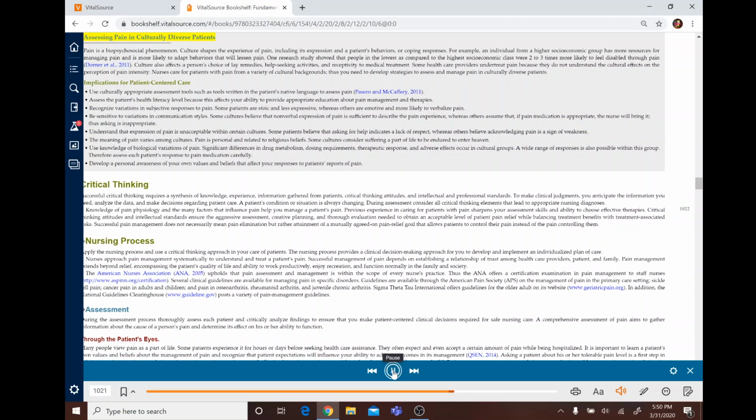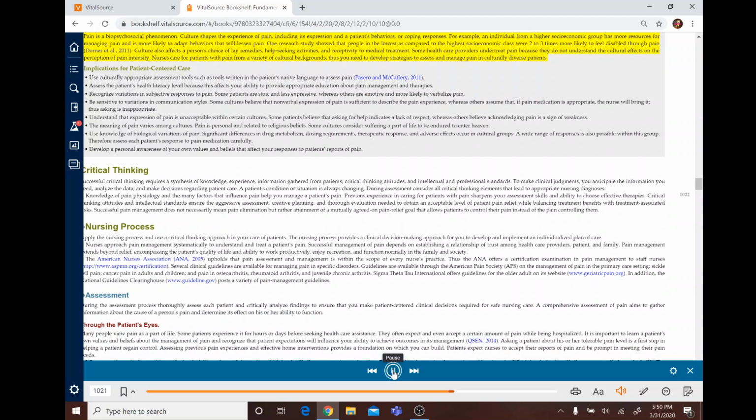Box 44-4. Cultural aspects of care. Assessing pain in culturally diverse patients. Pain is a biopsychosocial phenomenon. Culture shapes the experience of pain, including its expression and a patient's behaviors, or coping responses. For example, an individual from a higher socioeconomic group has more resources for managing pain and is more likely to adapt behaviors that will lessen pain. One research study showed that people in the lowest as compared to the highest socioeconomic class were 2 to 3 times more likely to feel disabled through pain. Dorner et al., 2011. Culture also affects a person's choice of lay remedies, help-seeking activities, and receptivity to medical treatment.